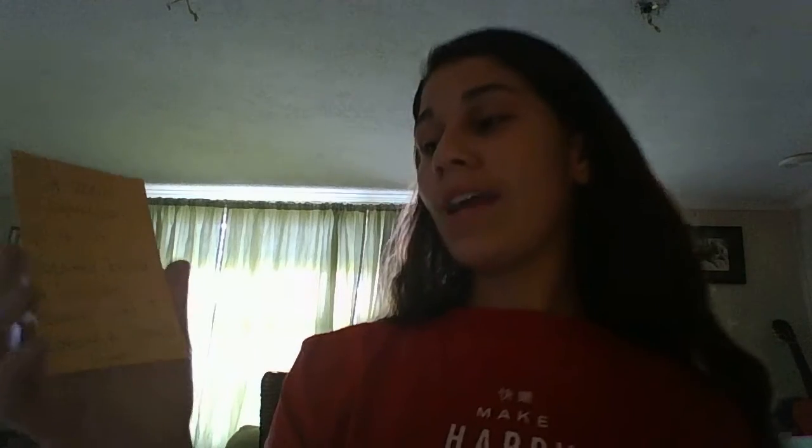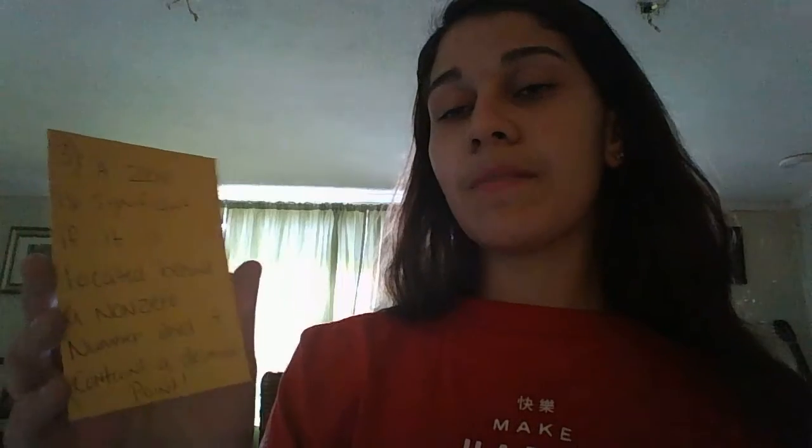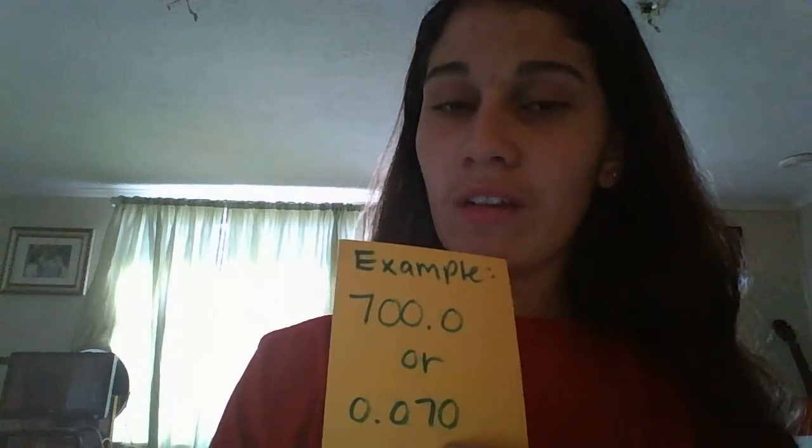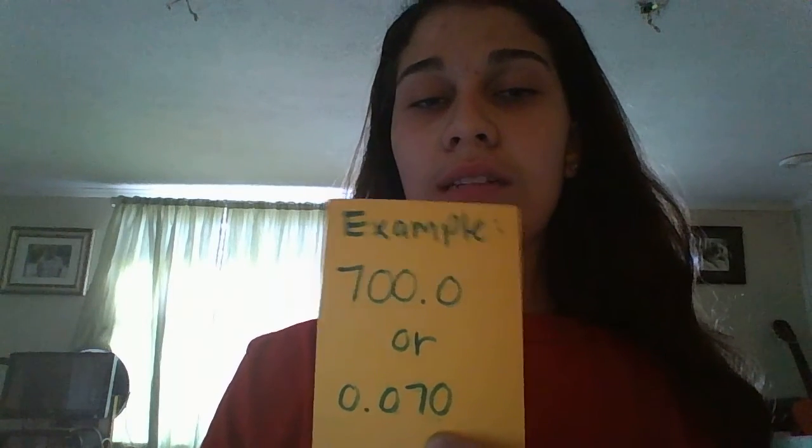The third rule is that a zero is significant if it is located behind a non-zero number and it contains a decimal point. An example would be 700.0 or 0.070.